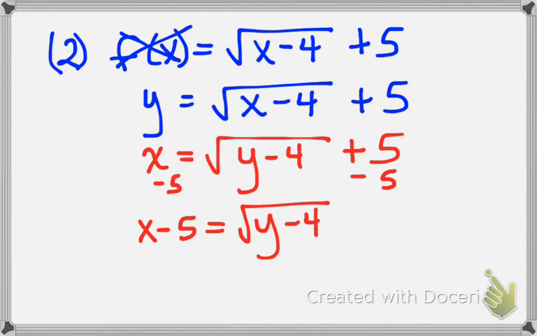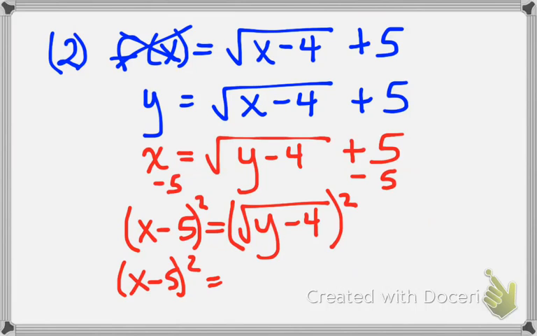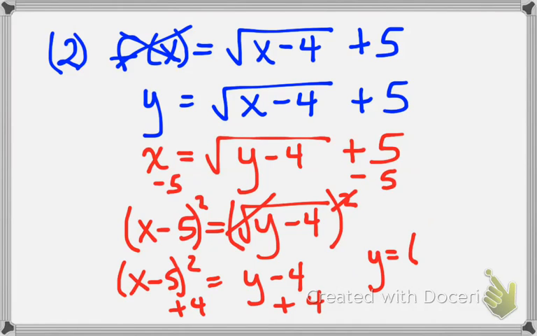And now to get y by itself, I need to get rid of the square root symbol. So I'm going to square this side, and I'm going to square the other side. So now what I have is parentheses x minus 5 squared equals y minus 4, because the square canceled the square root. And the last step is just to add 4 to both sides. So my answer is y equals x minus 5, parentheses squared, plus 4.